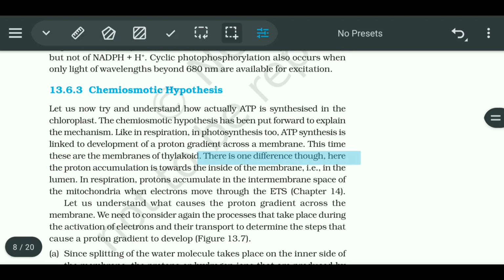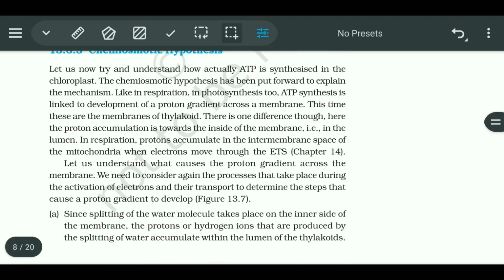There is one difference though. Here the proton accumulation is toward the inside of the membrane, i.e., in the lumen. In respiration, protons accumulate in the intermembrane space of the mitochondria when electrons move through the ETS, as you have read in chapter 14.